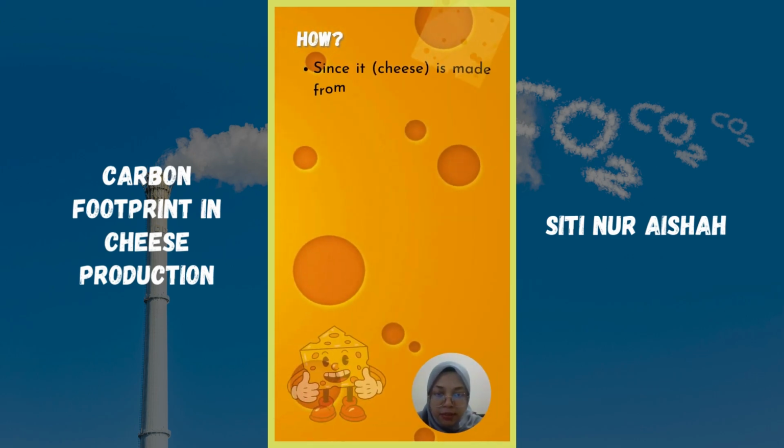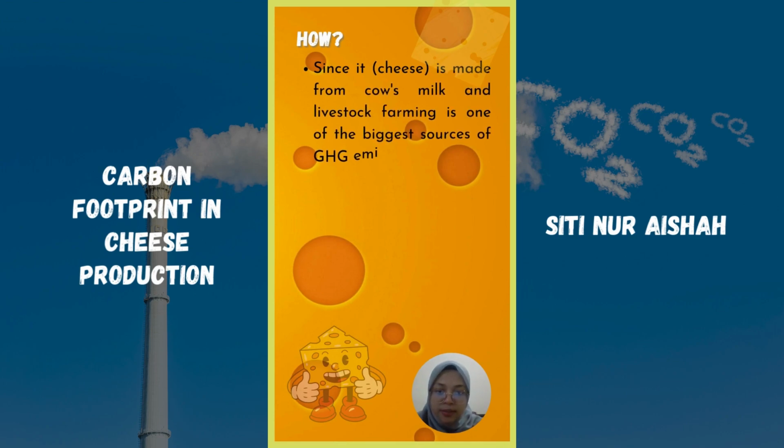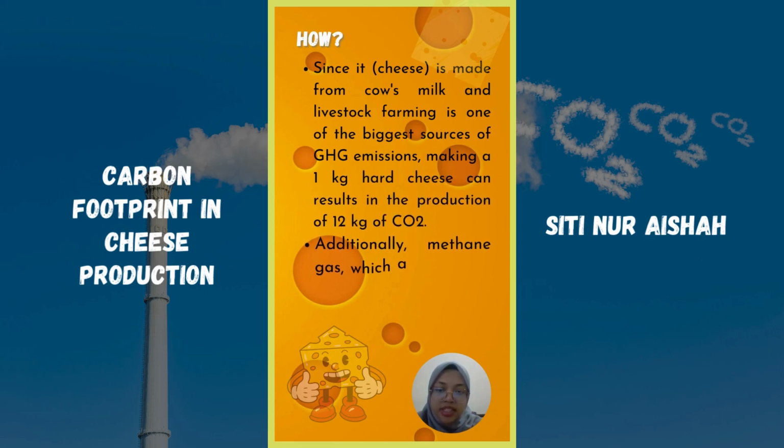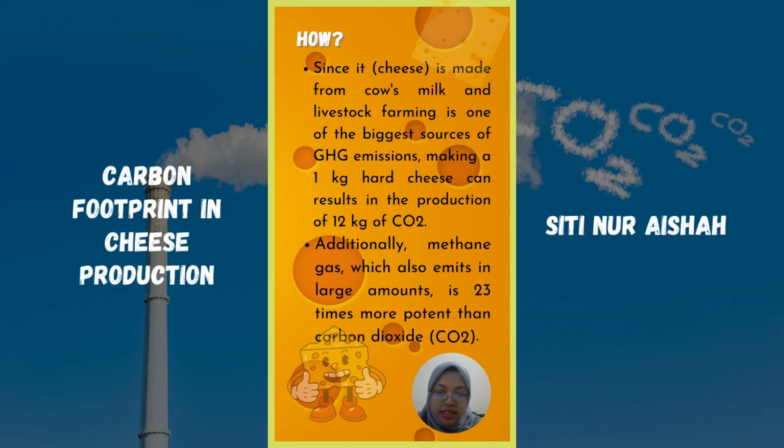Since cheese is made from cow's milk and livestock farming is one of the biggest sources of GHG emissions, making 1 kg of hard cheese can result in the production of 12 kg of CO2. Additionally, methane gas, which is also emitted in large amounts, is 23 times more potent than carbon dioxide.